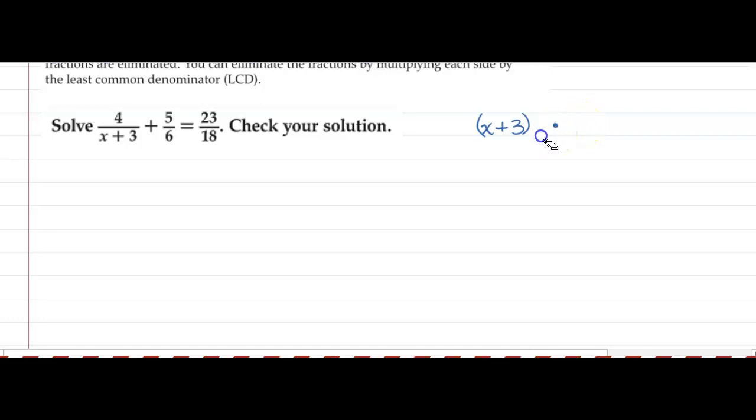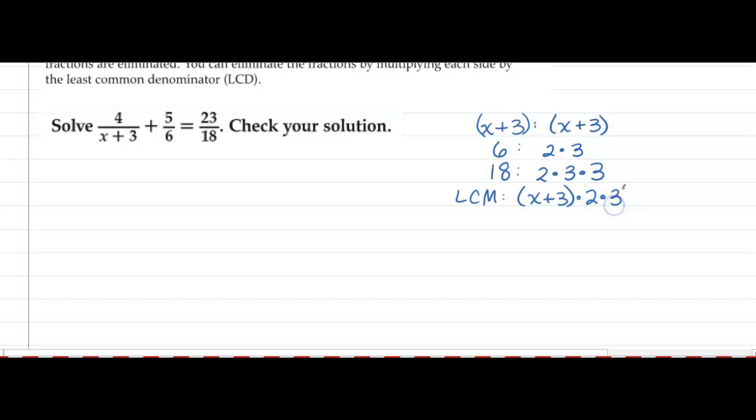Well, let's think about this for the numbers. So there's our first denominator, second, and third. This doesn't factor, it's just x plus 3. This could be 2 times 3. And 18 could be 2 times 3 times 3. So my least common multiple, or my least common denominator, is going to need that factor of x plus 3. I'm going to need one factor of 2, and I need 2 factors of 3. So my least common multiple ends up being 18 times quantity x plus 3.